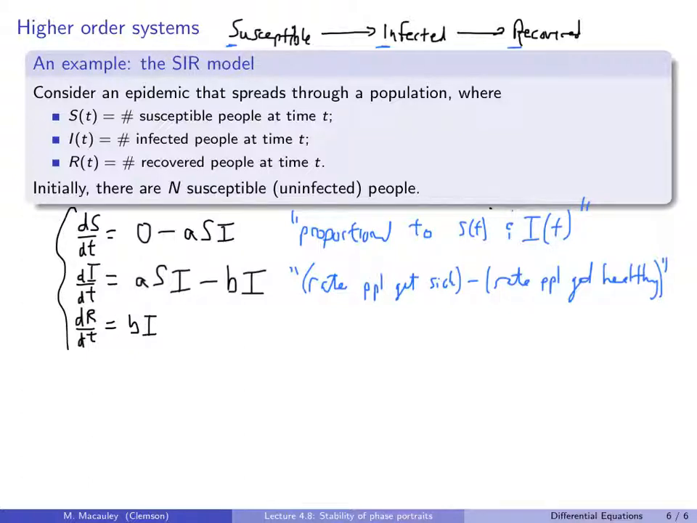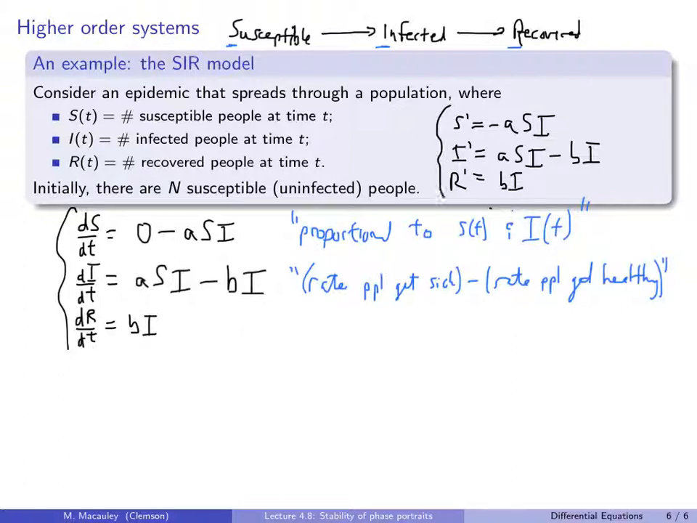So here is our system. This is nonlinear because of this term here, S times I. So let's write this up. S prime equals negative A S I. I prime equals A S I minus B times I, and R prime equals B times I.